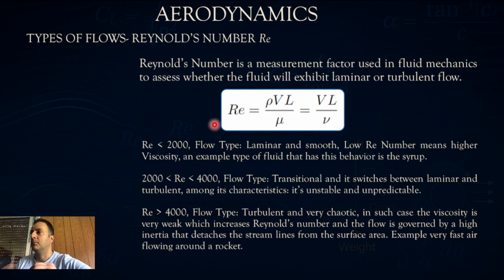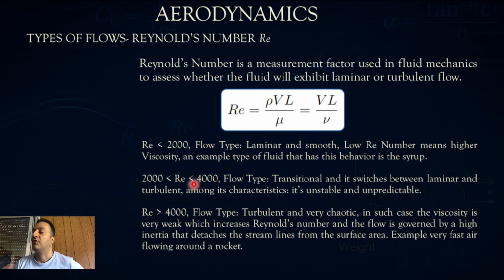Now you would think, but okay, if RE is less, then mu is a bigger value, correct? Why is the flow laminar and smooth? It's supposed to resist the flow, correct, but it actually does not completely stop the flow. It makes it more laminar, meaning that it follows the curvature of the wing surface or whatever surface is flowing above. Low Reynolds numbers means higher viscosity. So an example of fluid that has this behavior is the syrup. It flows around the surface. It doesn't detach. The boundary layer stays close to the surface of the flow.